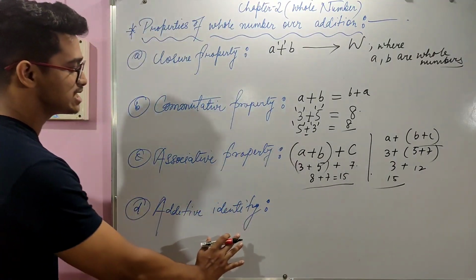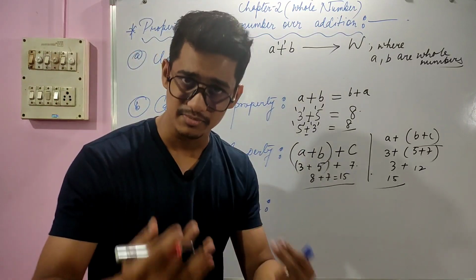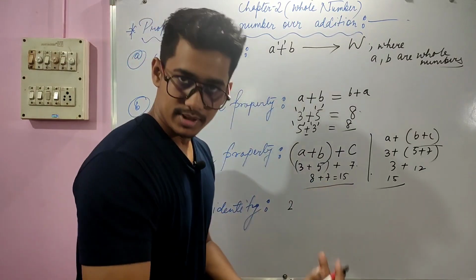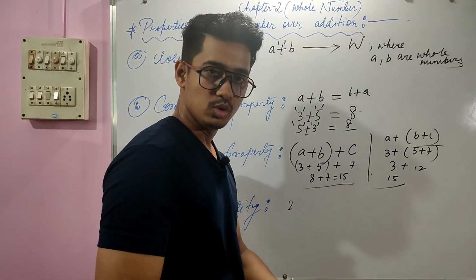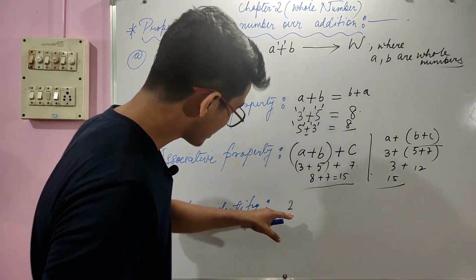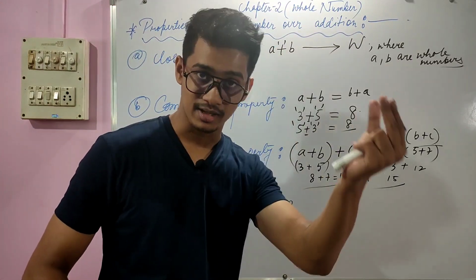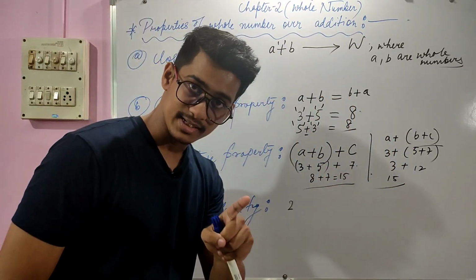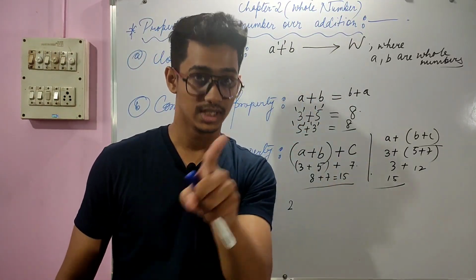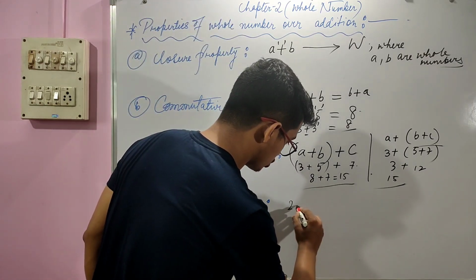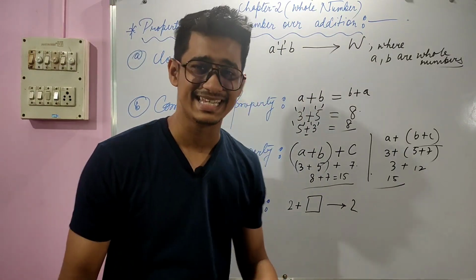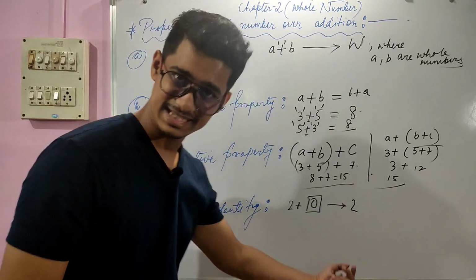Now the last property is additive identity. Additive identity is nothing but if I take 2, what is the number that when we add with 2, the result will become 2? The question is, what is that particular number that we can pick so that if I add that number with 2, the result will be 2? That is the question. 2 plus what number gives you 2? It is very easy. That is basically 0.